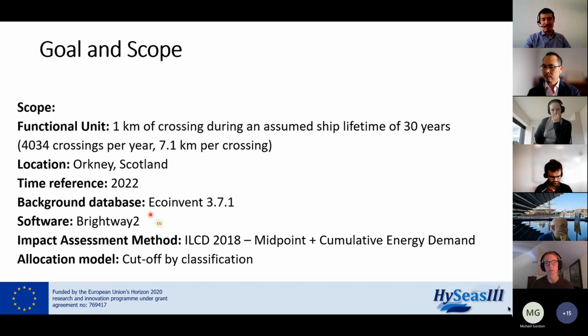We used ecoinvent 3.7.1 as the background database. The software we use for the calculations is called Brightway 2. The impact assessment methods we use are ILCD 2018 as implemented in this software, plus cumulative energy demand. And we use this allocation model for the database and how we calculated all the impacts.